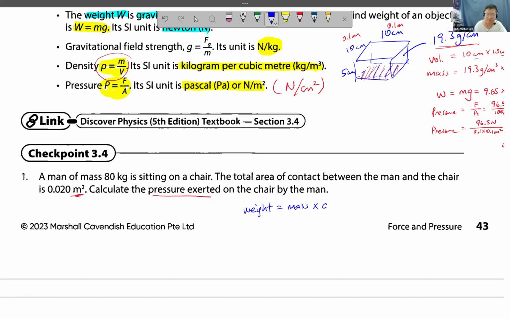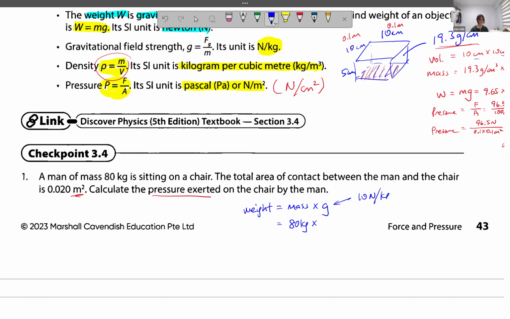Now you get mg, right? Can you find me the weight? 80 kg times 0.020. Why so small? No, g is gravitational. It's 10 Newton per kg, remember?